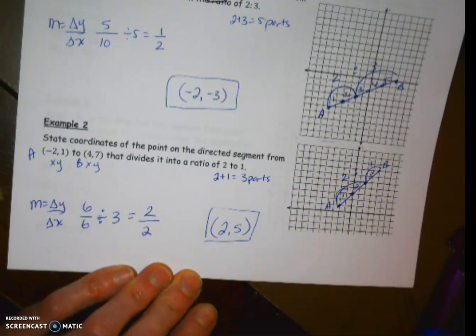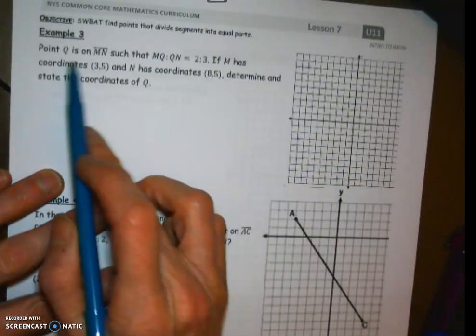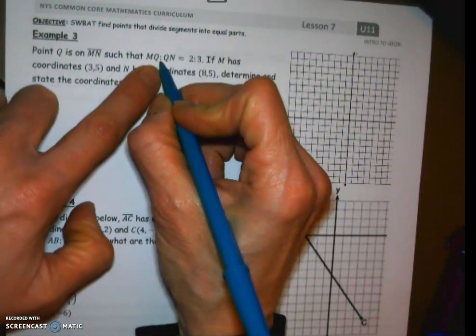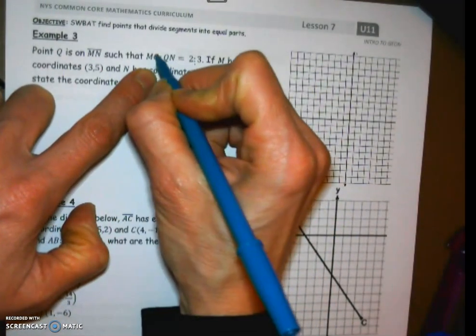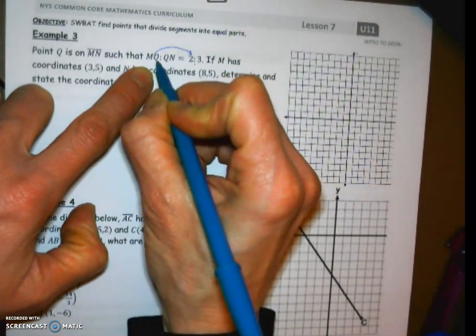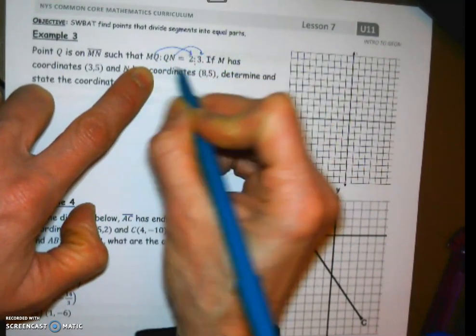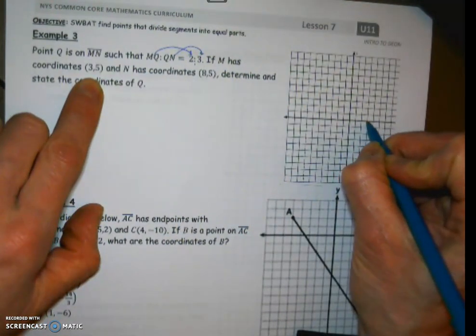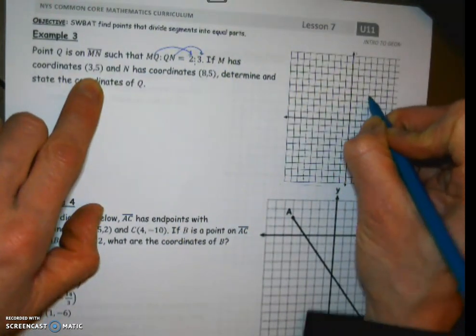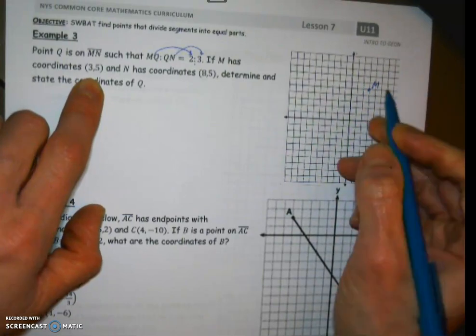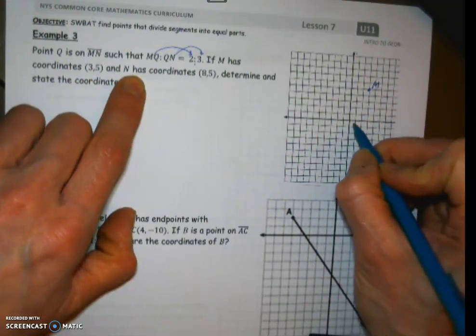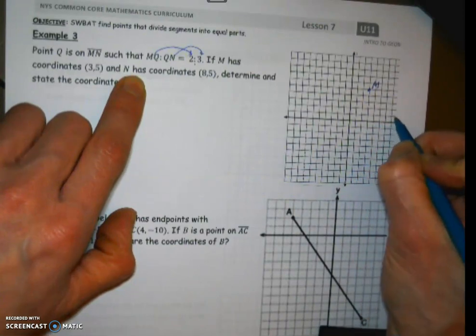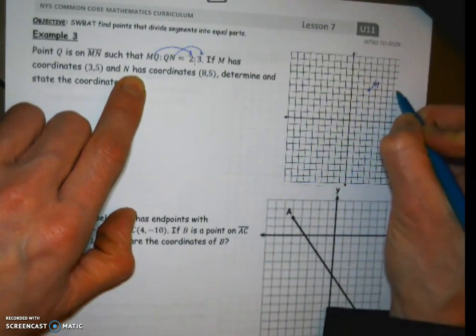Excellent job. Next question. Point Q is on line segment MN such that MQ is to QN is equal to 2 to 3, where 2 units is going to be closest to M and 3 units closest to N. If M has coordinates of 3, 5, 1, 2, 3, 1, 2, 3, 4, 5, we're actually going to call that M, and N has coordinates of 8, 5. 1, 2, 3, 4, 5, 6, 7, 8. 1, 2, 3, 4, 5.